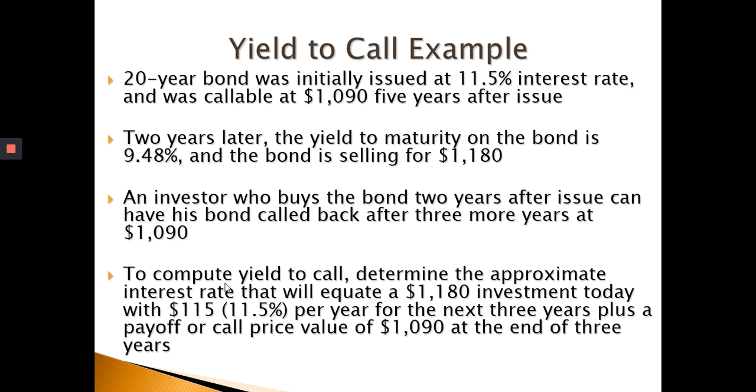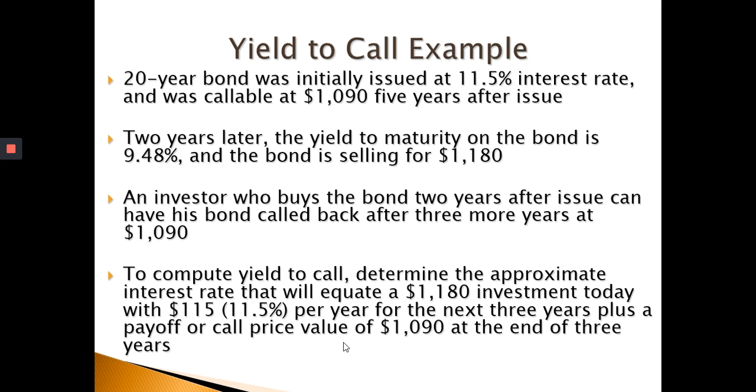So the computed yield to call determines the approximate interest rate that equates to a 1180 investment today with 115 per year for the next 3 years, plus a payoff of 1090. Alright, so class, here we are asked to calculate approximate yield to call, not YTM, this is YTC.